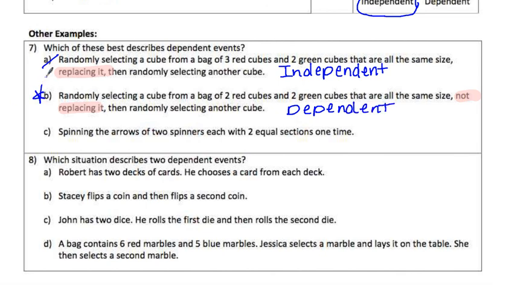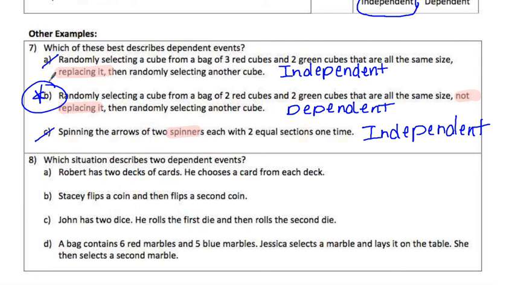Now let's look at letter C. Spinning the arrows of 2 spinners, each with 2 equal sections one time. Spinning a spinner is not dependent, because if you look back at the previous page, spinners actually go into independent probability, because the sides of the spinners don't just go flying off. So this can't be the answer, so that makes B the only answer here. So it took a little bit of wording and decoding, but if you look for the vocabulary, you can see which one is independent and which one is dependent.